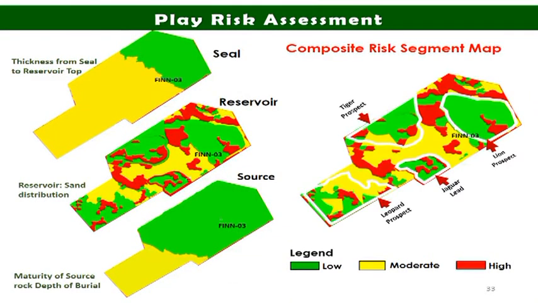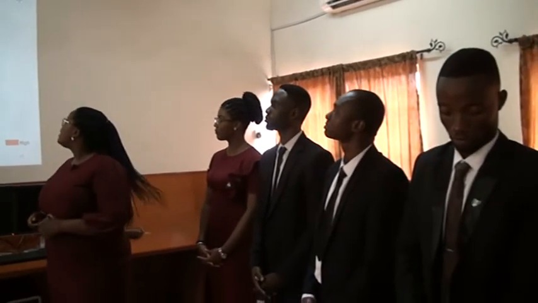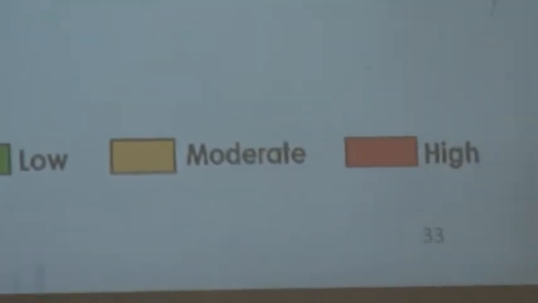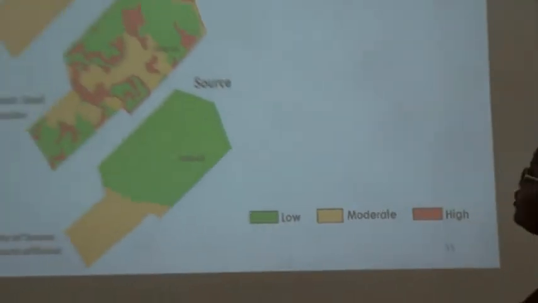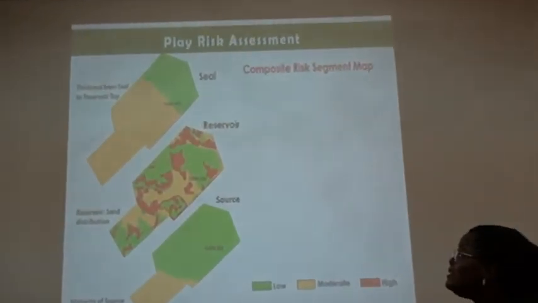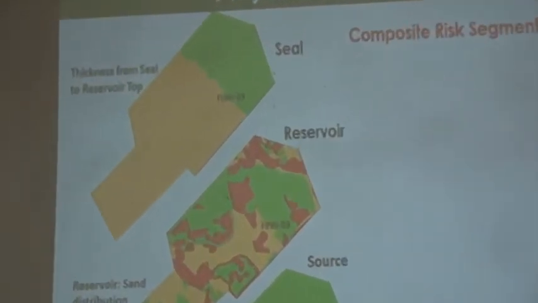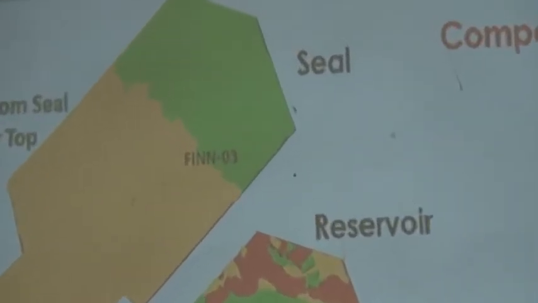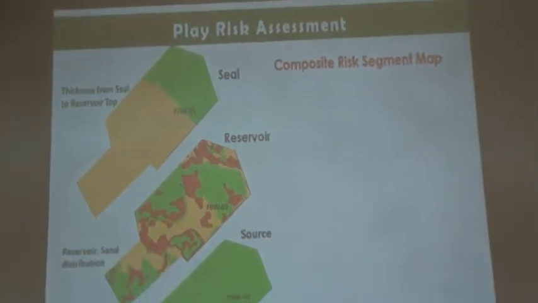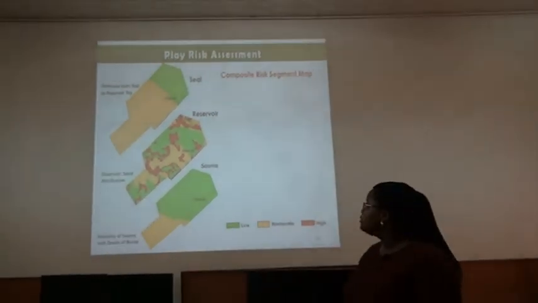Thank you, Richard. In slide 33, we would like to look at the play risk assessment. Having looked at the stratigraphic and petrophysical evaluation, for the play risk assessment, the colors green, yellow, and red were used for low, moderate, and high risk respectively. For our seal rock, we look at the thickness of the seal. Our seal is generally extensive and also thick. So this thickness was used to give a low risk within this area and a moderate risk within the southern part of the map. For the reservoir rock, we're looking at the sand distribution based on combination.